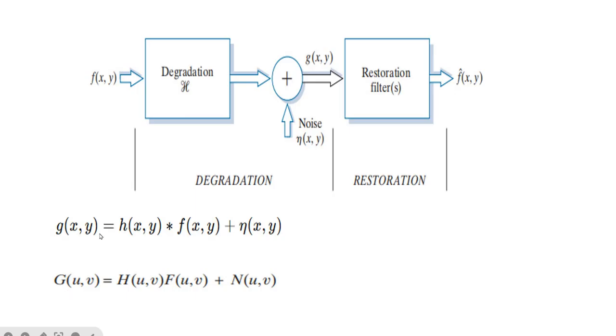So here this equation is converted to the equivalent frequency domain. We can write it as capital G of u comma v is equal to capital H of u comma v times capital F of u comma v plus capital N of u comma v, where these capital terms G, H, F and N are the Fourier transforms of the corresponding terms in this equation, which is in the spatial domain. Okay, so this was about the restoration. Thank you.